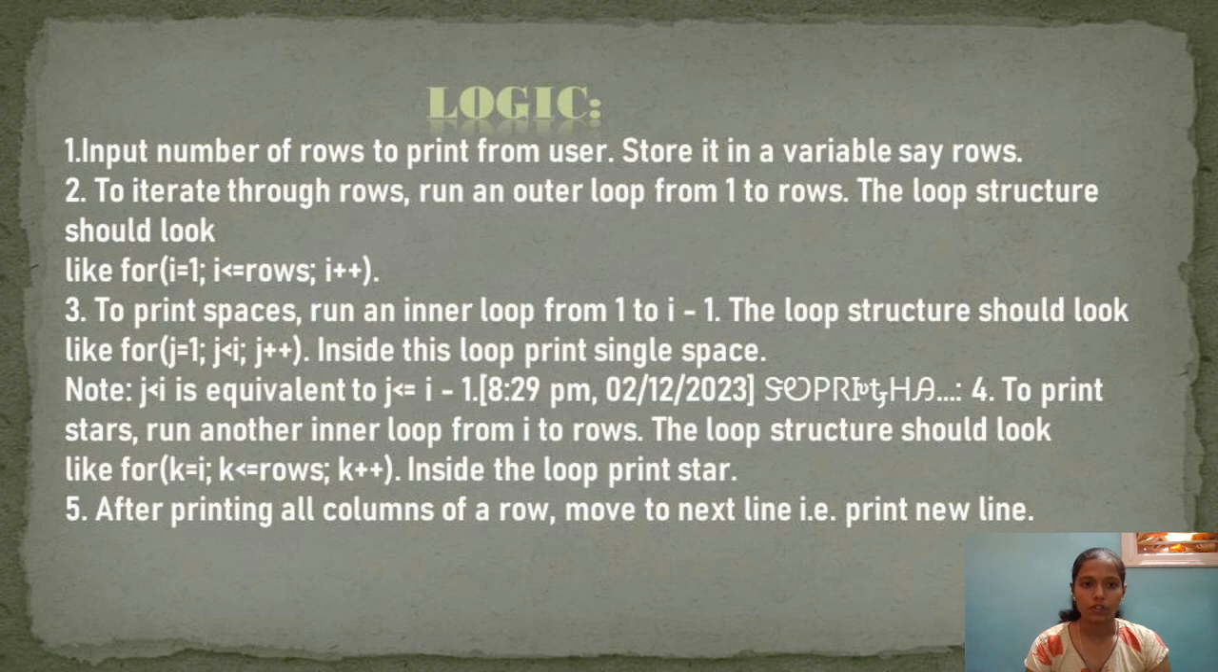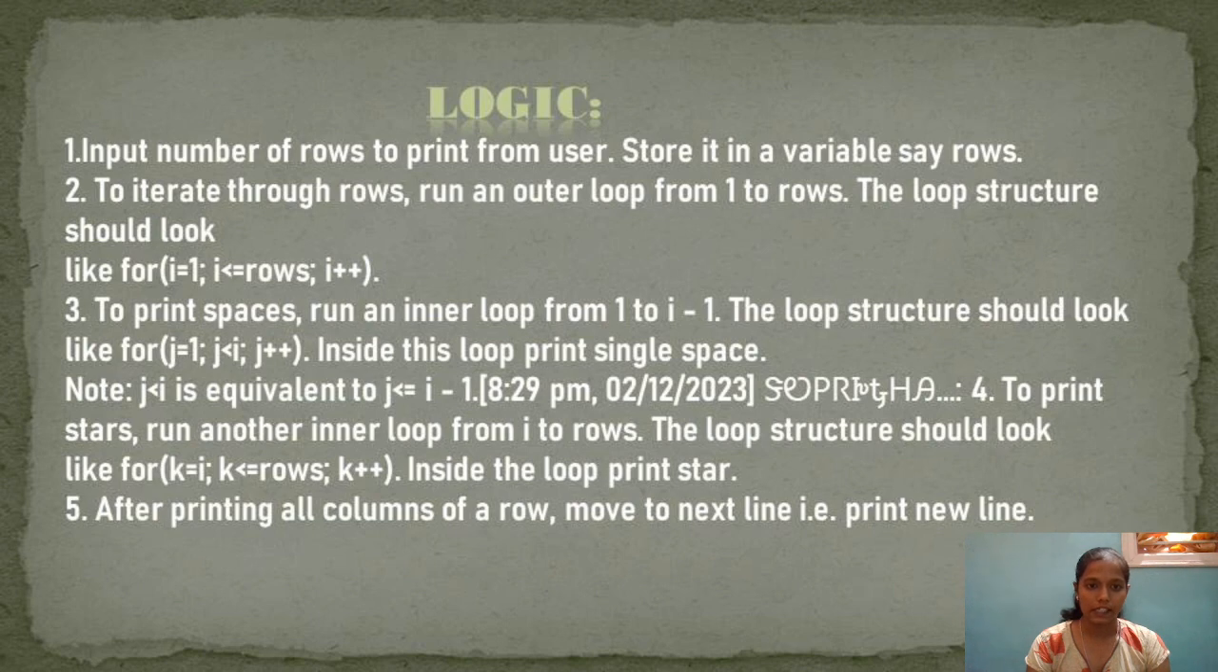The loop structure should look like for i equals 1, i less than or equal to rows, and i increment. Here are the three expressions in one line. This is called a for loop, or a nested loop. To print spaces, run an inner loop from 1 to i minus 1. The loop structure should look like for j equals 1, j less than i, and j increment. Inside this loop, print a single space.